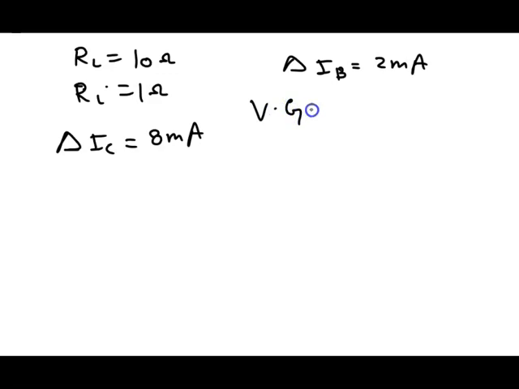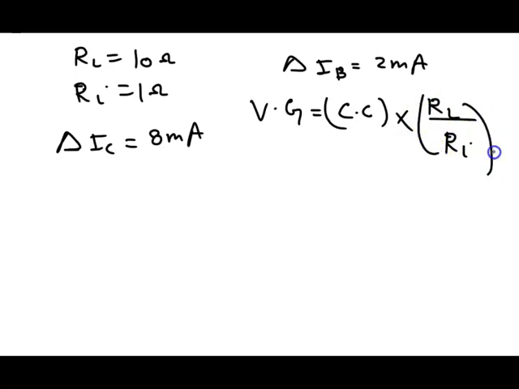Voltage gain is equal to the current gain into RL, the output resistance, upon the input resistance. Clear? So first of all we will calculate the current gain. What is the current gain?